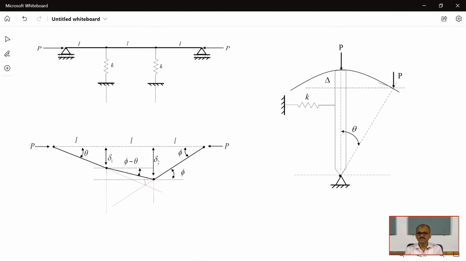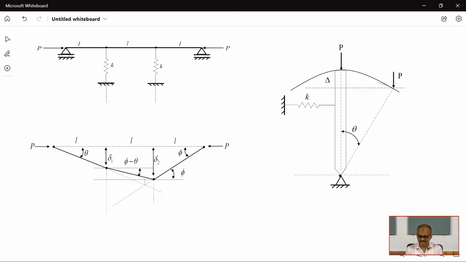Let us first take the first 2 degree of freedom system example. This is a 2 degree of freedom mechanical model. We will have to analyze it for finding the critical load. What will be this axial load value P so that the system will be in stable equilibrium, and at what load the system will be in unstable equilibrium, that we will have to find out.